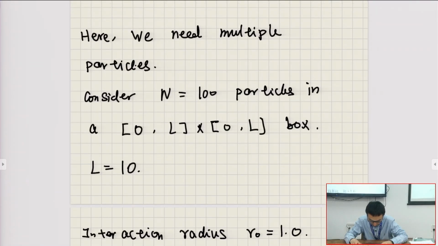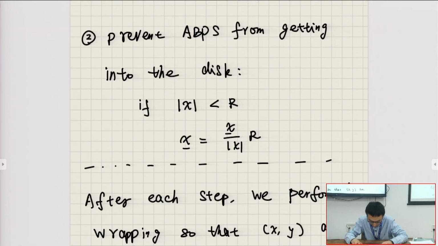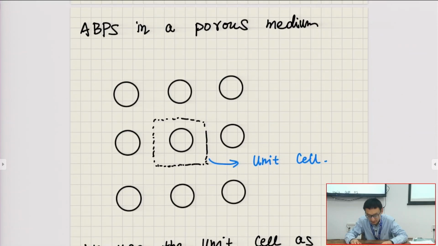Good. Okay, let's do one final simulation example. I'm going to just explain this briefly. So you want to think about, again, let's go back to a single particle, just for demonstration: an active particle in a porous medium, something like this.